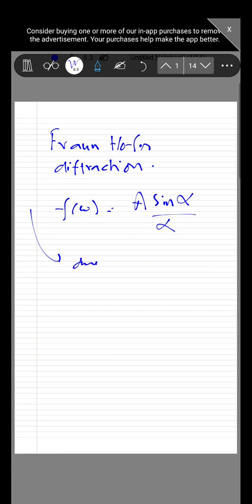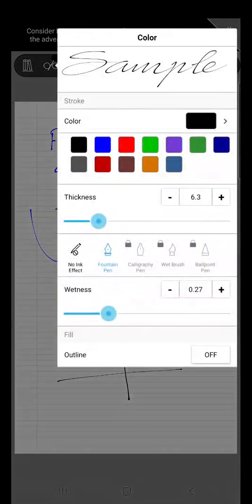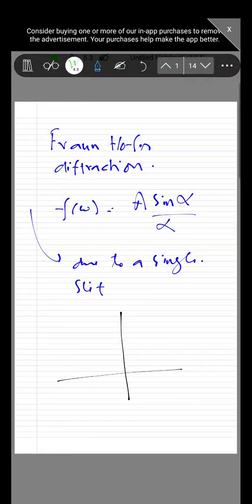pattern due to a single slit. So if you again look into the Fourier transform, this is where the maxima, or the highly intense beam, will be, and these are the minima, low intensity. So this is what the question is all about.